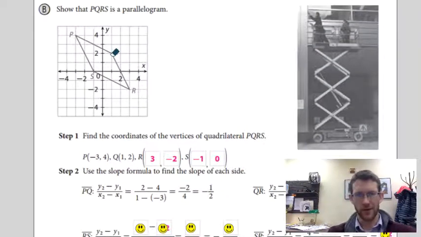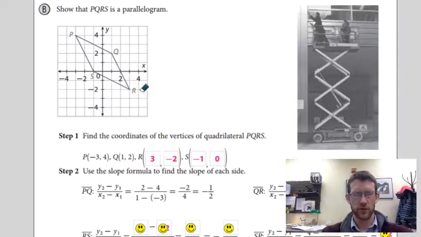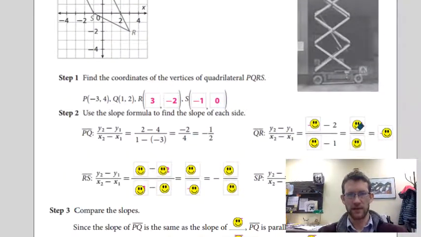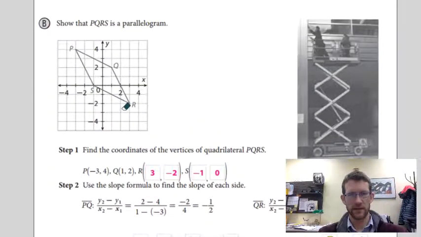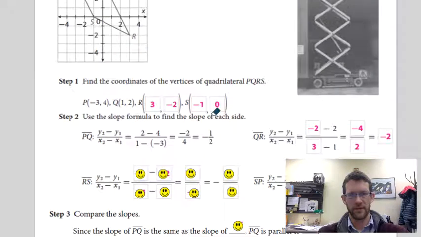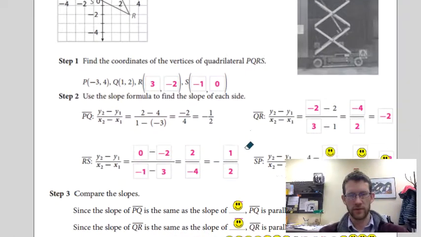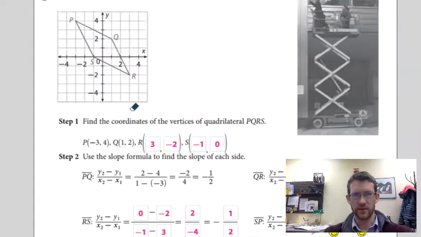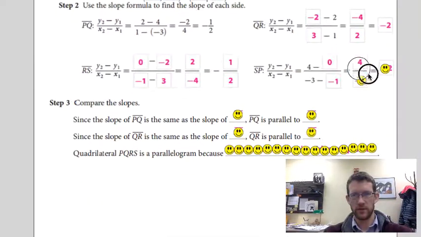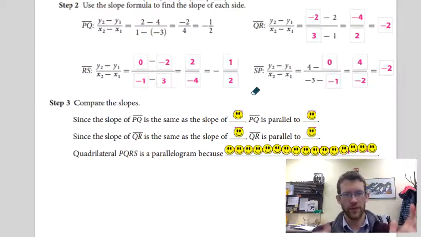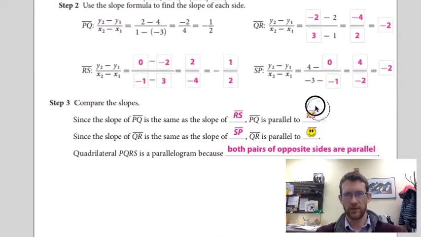QR has a rise of -4 and a run of 2. So -4 over 2 is -2. RS, so R to S, has a rise of 2 and a run of -4. Gives us -1/2 again. And then finally, SP. So what is the slope of S to P? Again, rise of 4, run of -2, so therefore the slope is -2. So do opposite sides have the same slope? Yes, therefore it is a parallelogram.